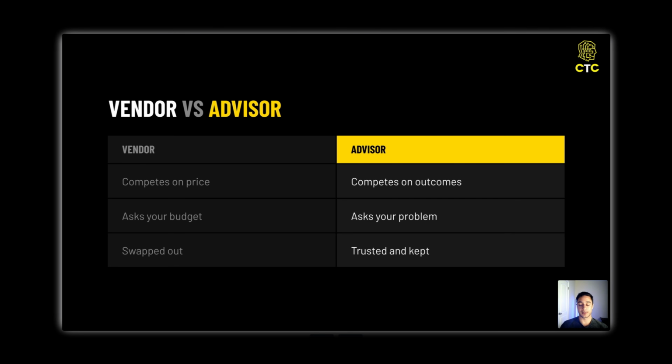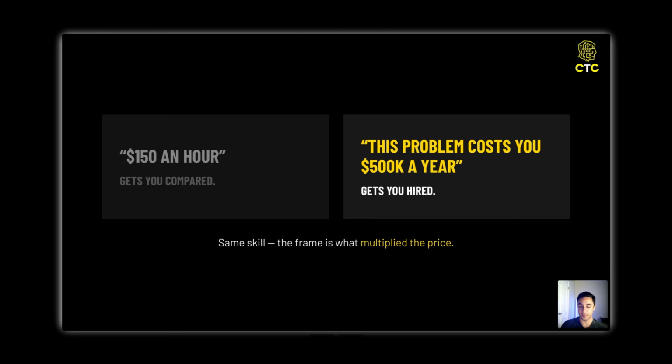Whenever you don't do that, it's essentially the vendor versus advisor thing. A vendor competes on price, asks your budget, and gets swapped out. But an advisor competes on outcomes, asks about your problems, and they're trusted and kept. You want to be treated like an advisor, okay?